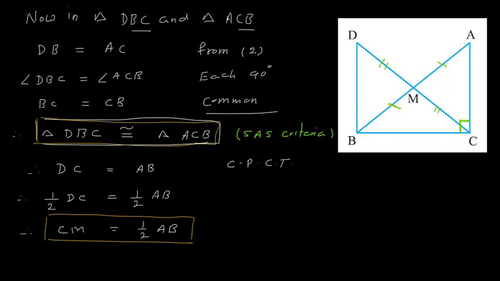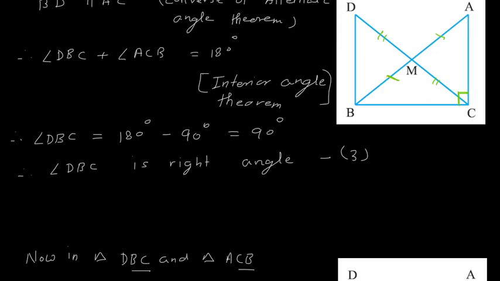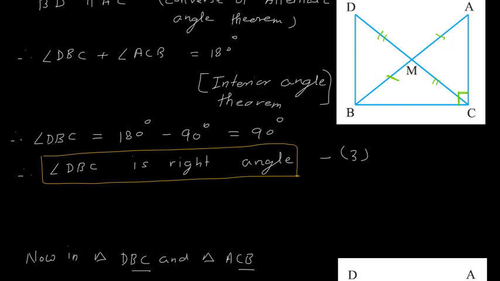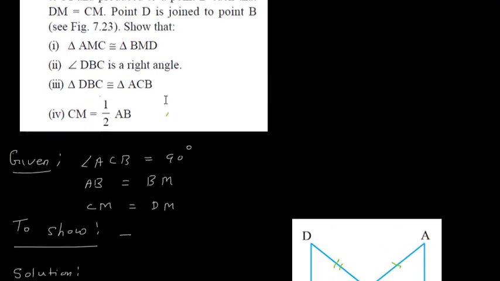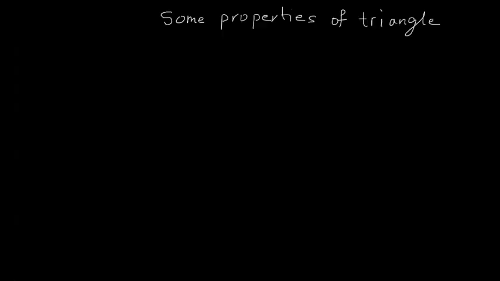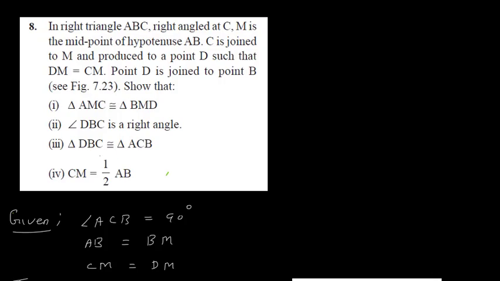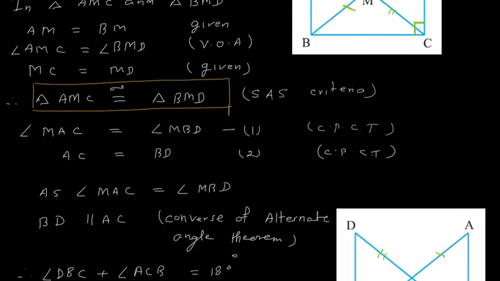Now there are two more things. I have to prove that this is right angle, so I will put this in bracket, and we have to prove these two triangles are congruent, so again this in bracket. So I think this is our last problem. Eighth problem is the last problem of this exercise.